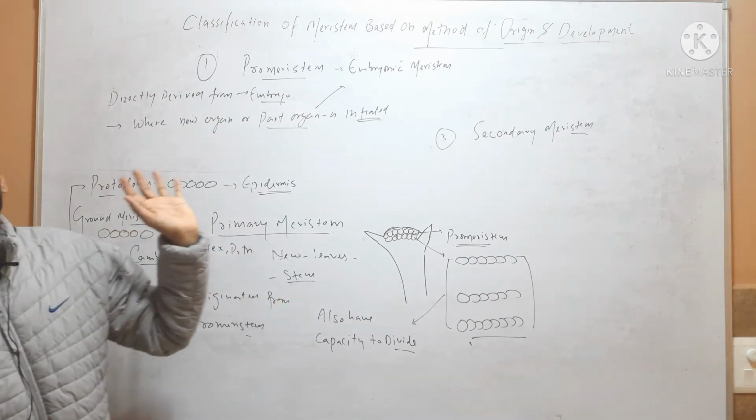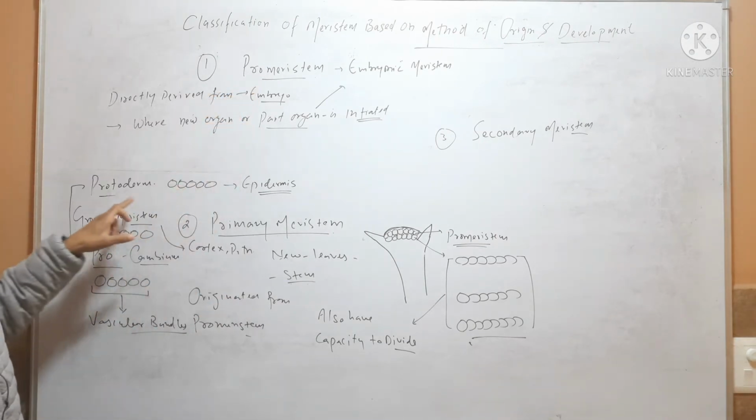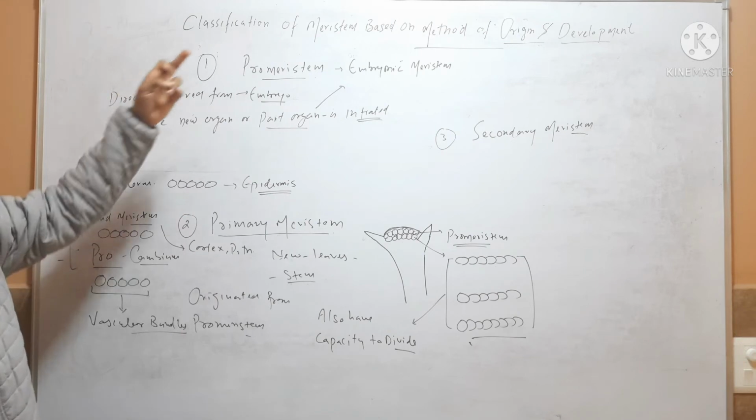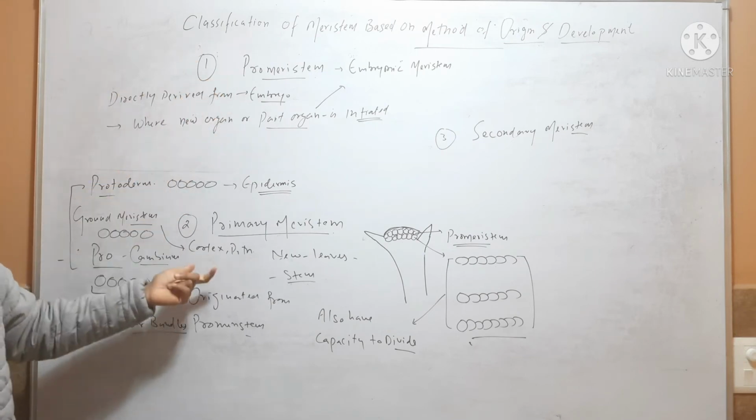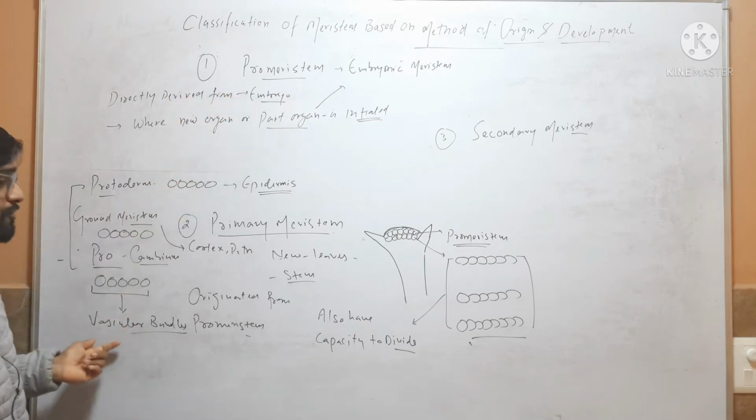So primary meristems are groups of cells which are derived from promeristem, and by division form new tissues. For example, protoderm, derived from promeristem, will form epidermis. Ground meristem, also derived from promeristem, will form cortex and pith. Procambium, also derived from promeristem, will form vascular bundle.